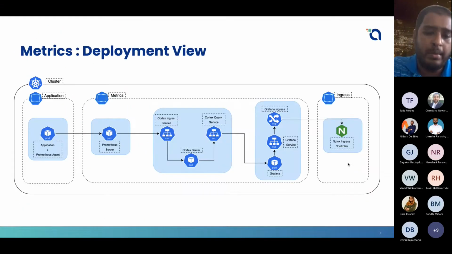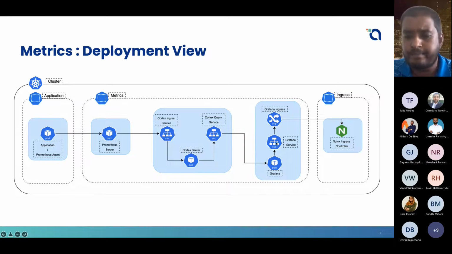So this is a deployment view of that. We run all of this in Kubernetes most of the time. We have an application namespace with our application pods running there, and the Prometheus server, which pulls data from the applications. Then we have the Cortex server, and a service to enable access to it, and also a query service used for Grafana. So these are two Kubernetes services.